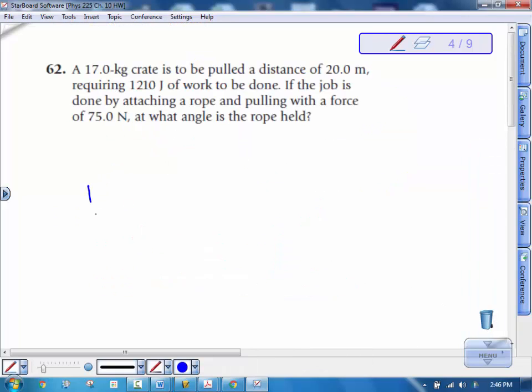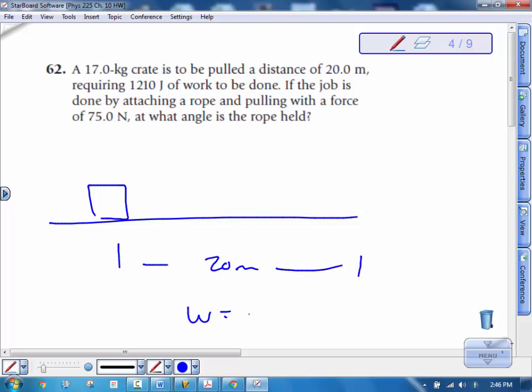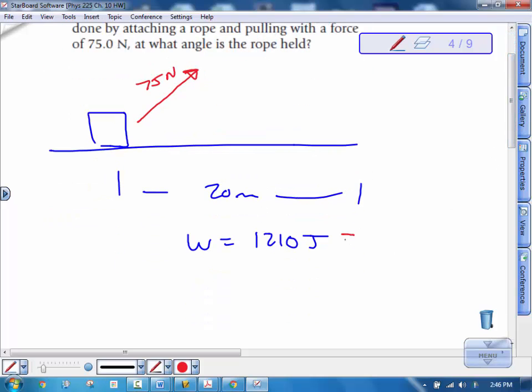All right, the next problem says we have a 17 kilogram crate. It's pulled a distance of 20 meters, requiring 1,210 joules of work to be done. If the job is done by attaching a rope, pulling with a force of 75 newtons, at what angle is the rope being held? Well, we can work backwards with this work formula. We can do work equals force times distance to find the force that's there. Obviously, we plug in 20, so we have 1210 equals the force that's being applied.